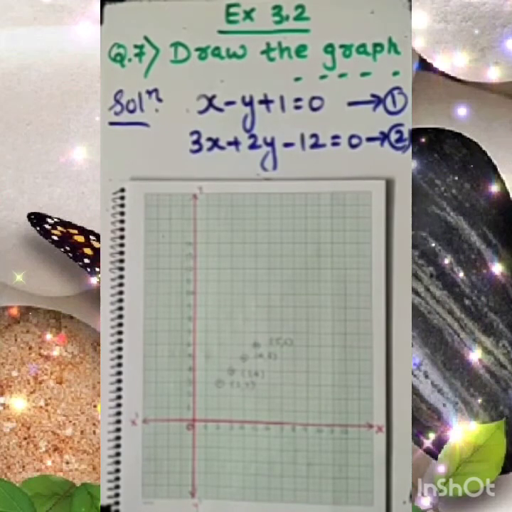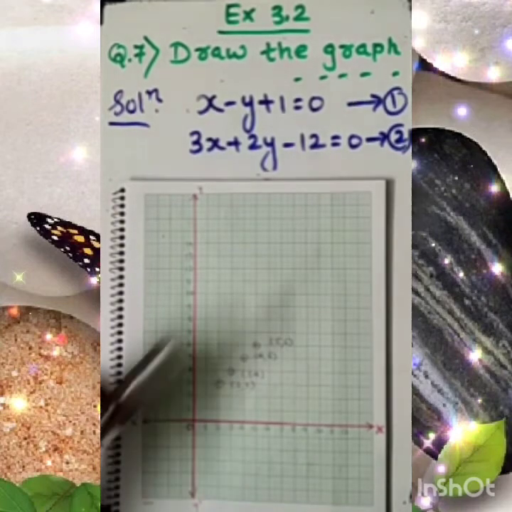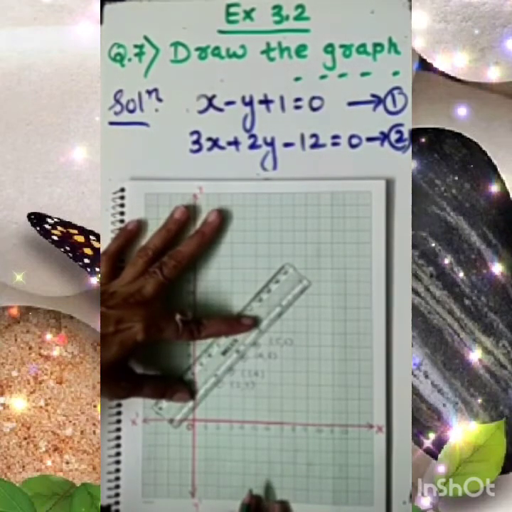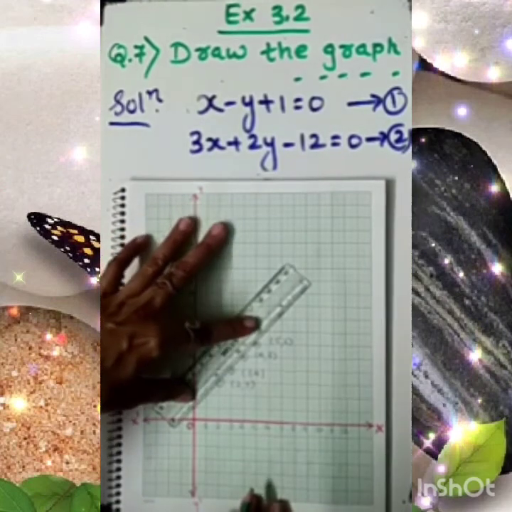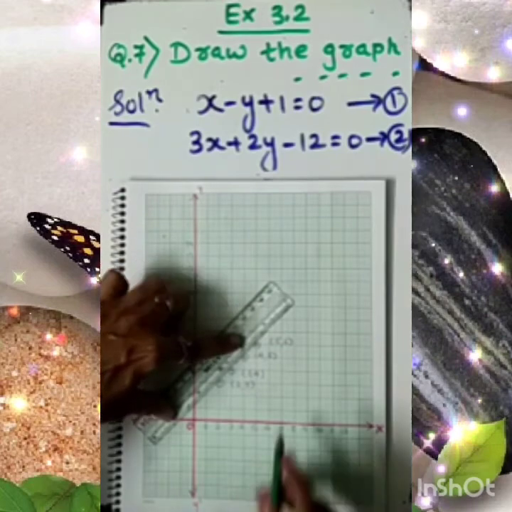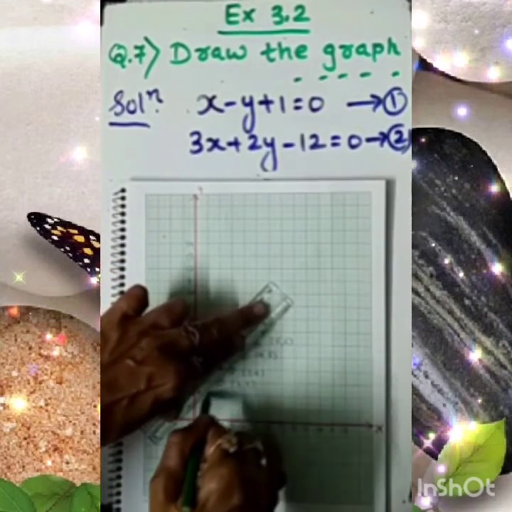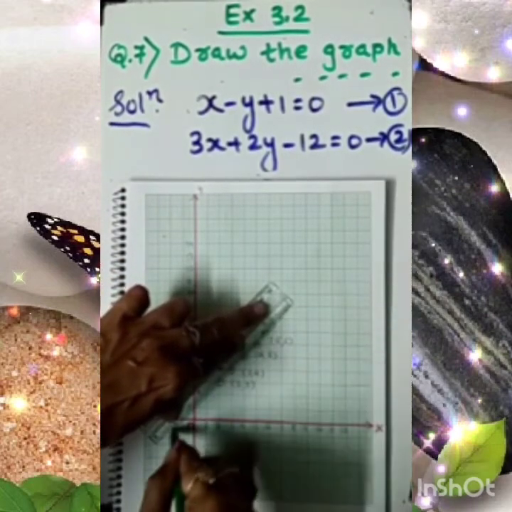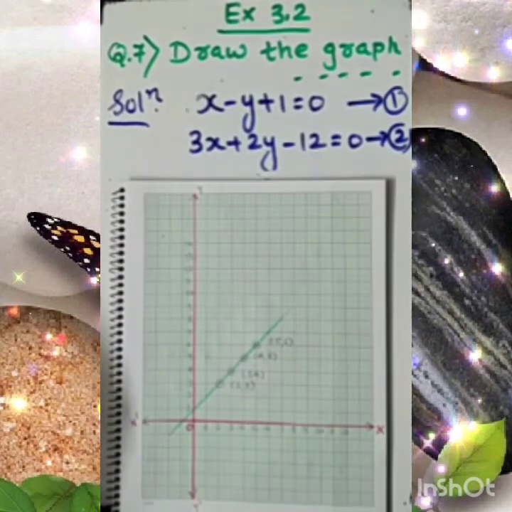Now let's join the line and let's try to draw the graph. If I am joining these 4 points, then my graph will be somehow, because I will extend both the sides, the graph will be this way. It will pass through all these 4 points.